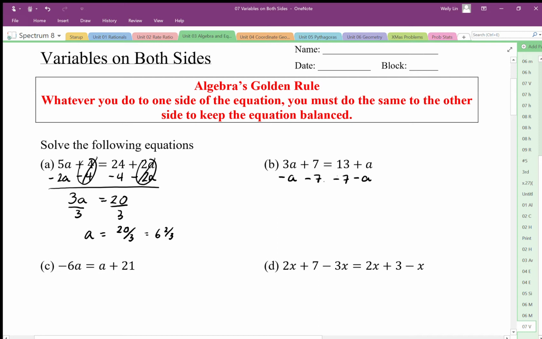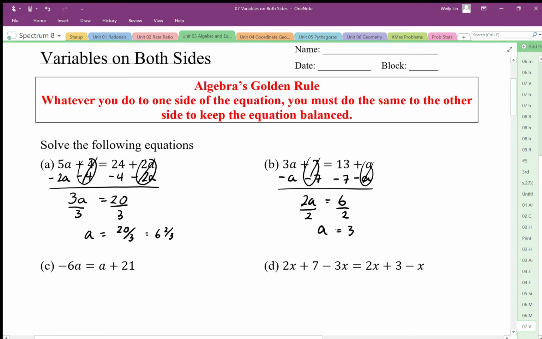Again, showing my balance, okay, showing my opposites. My 0 pairs, I'm just going to make sure I get rid of all those 0 pairs. 13 minus 7 is 6. Okay, again, divide by 2, and I get my a is equal to 3.